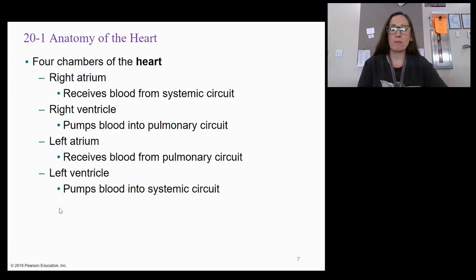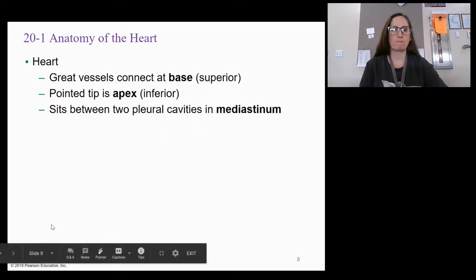Our heart is a four-chambered heart, so we have two atria and two ventricles. The atria are the upper receiving chambers. Blood enters into the heart through one of those two atria. And then the ventricles are the pumping chambers. They are below or inferior. They're going to have more cardiac muscle, and they are going to be involved in the movement of blood up and out from the heart tissue itself.